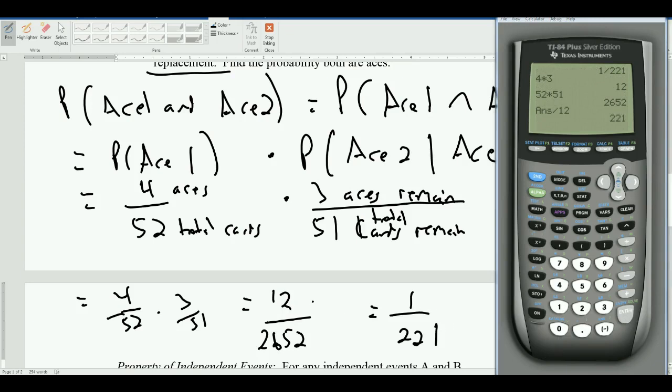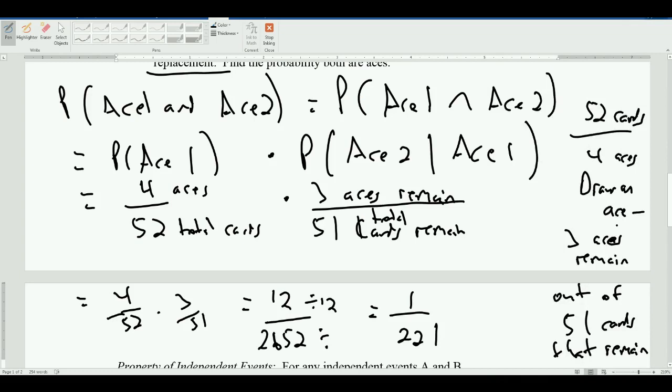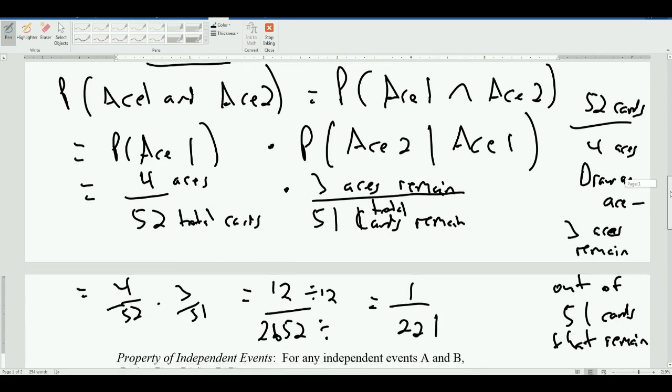It just so happens that 12 is such a number. So 12 goes in 12 once. 12 goes into 2,652 221 times. But the graphing calculator will do it all for you. So there's your answer. So with that replacement, probability of the first event, take that out. What's left over will be the probability of the second event.